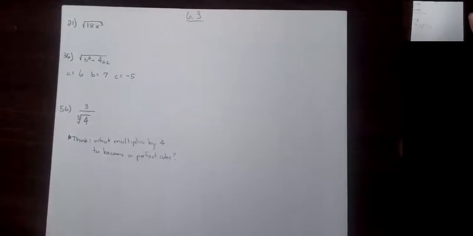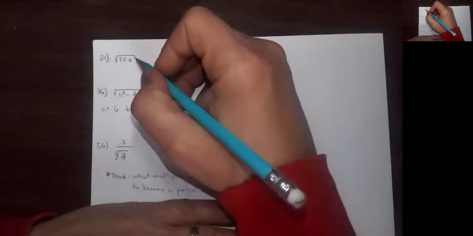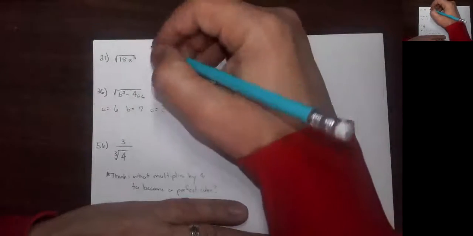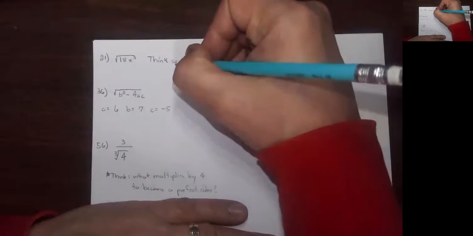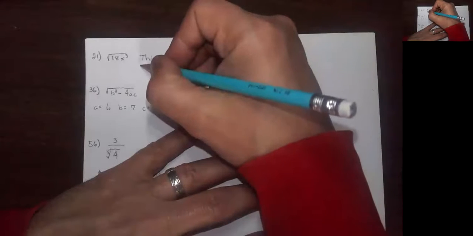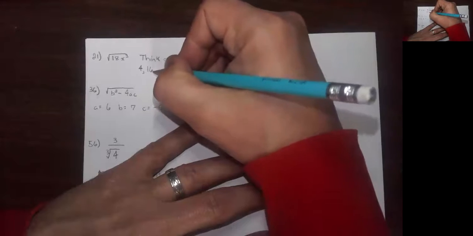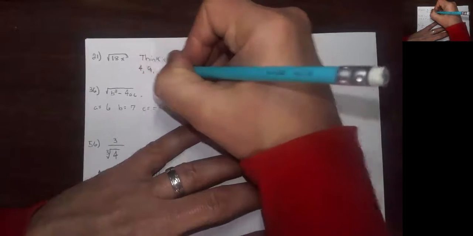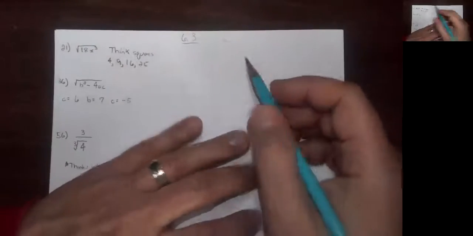Let me just work a couple of these that will be similar to what you'll see on the test. Number 21, square root of 18 x cubed. So for square root, you want to think squares, think perfect squares. 4 is a perfect square, 9, 16, 25, so on and so forth.